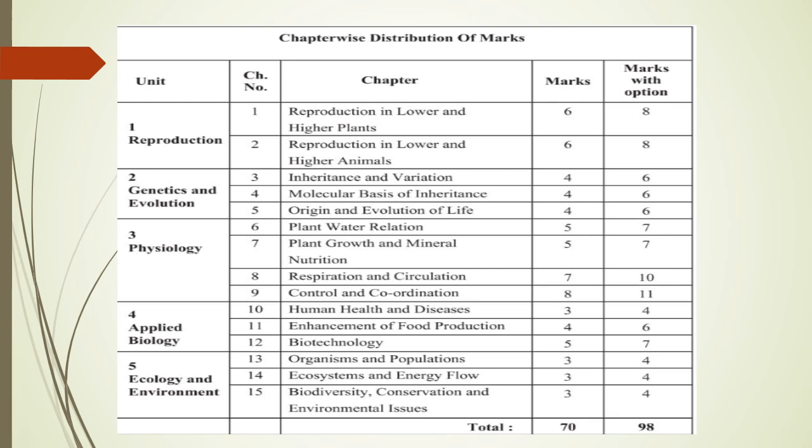Now I have a chart with me saying how you can concentrate on these chapters. Say, for chapter number 5, that is origin and evolution of life, the marks are 4.